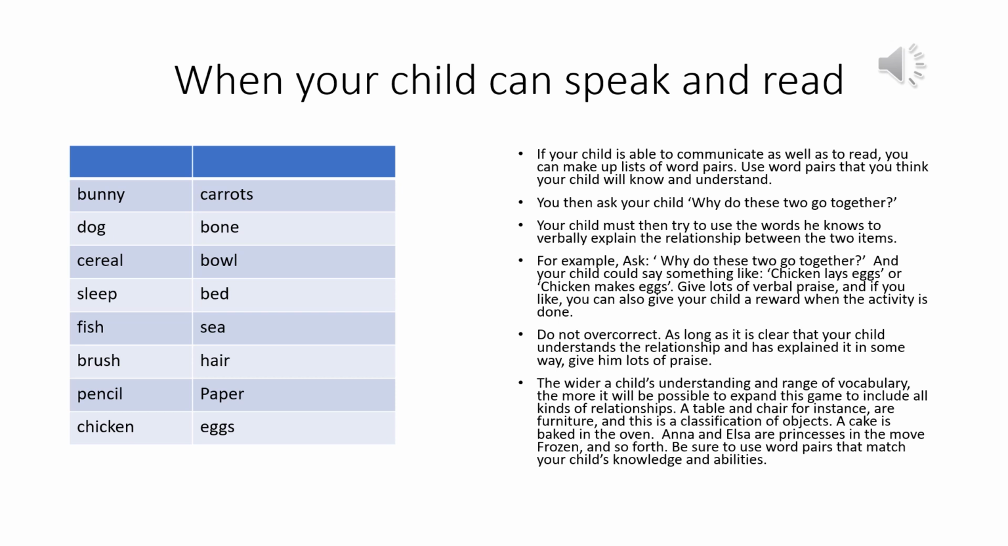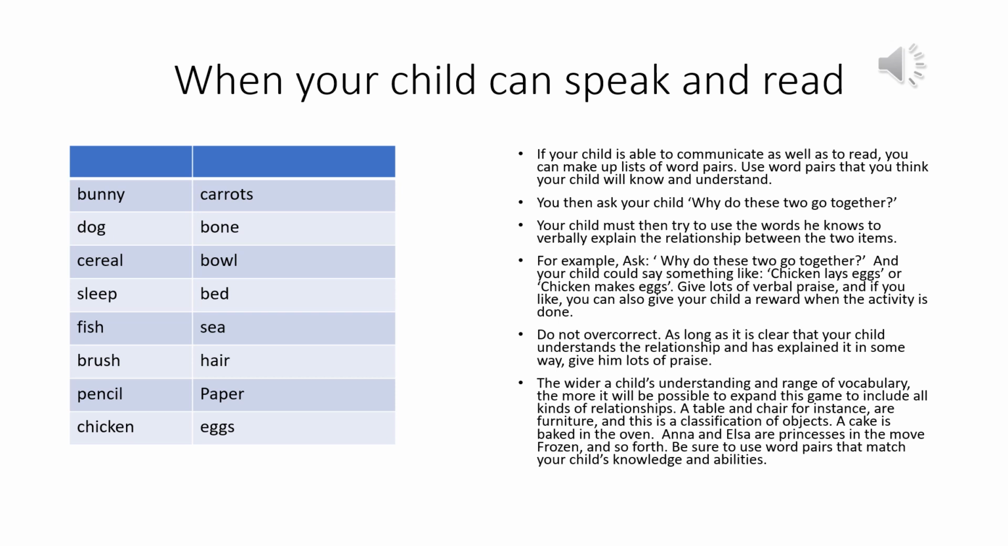If he does this, you would give him lots of verbal praise, and if you like, you could also give your child a reward when the activity is done. Don't overcorrect. As long as it's clear that your child understands the relationship and has explained it in some way, give him lots of praise.